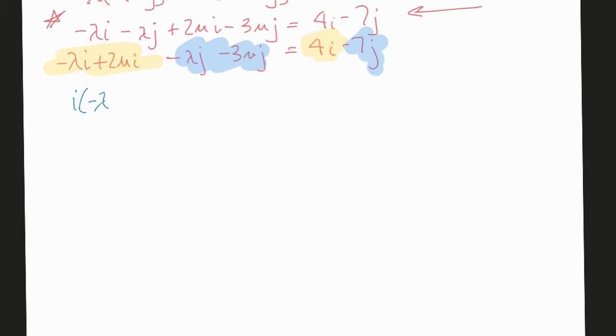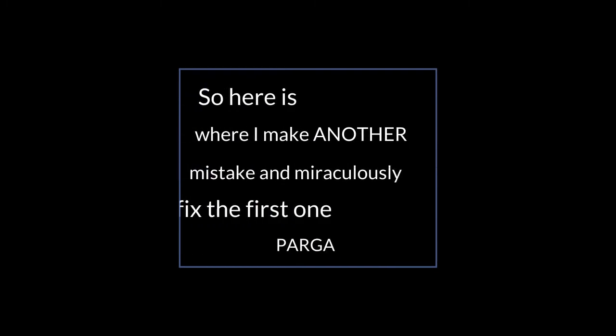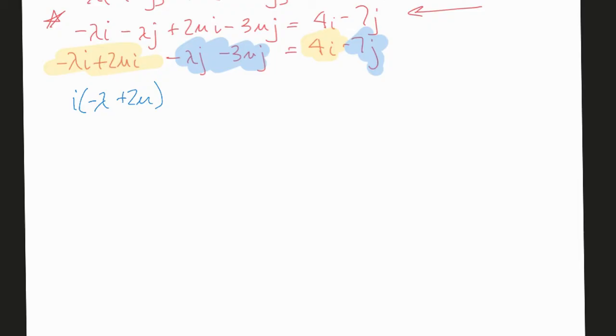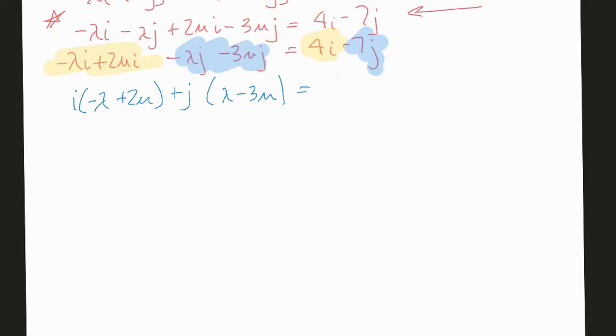So I have negative lambda plus 2 mu, and I'm going to factor out a J so that I have lambda minus 3 mu.